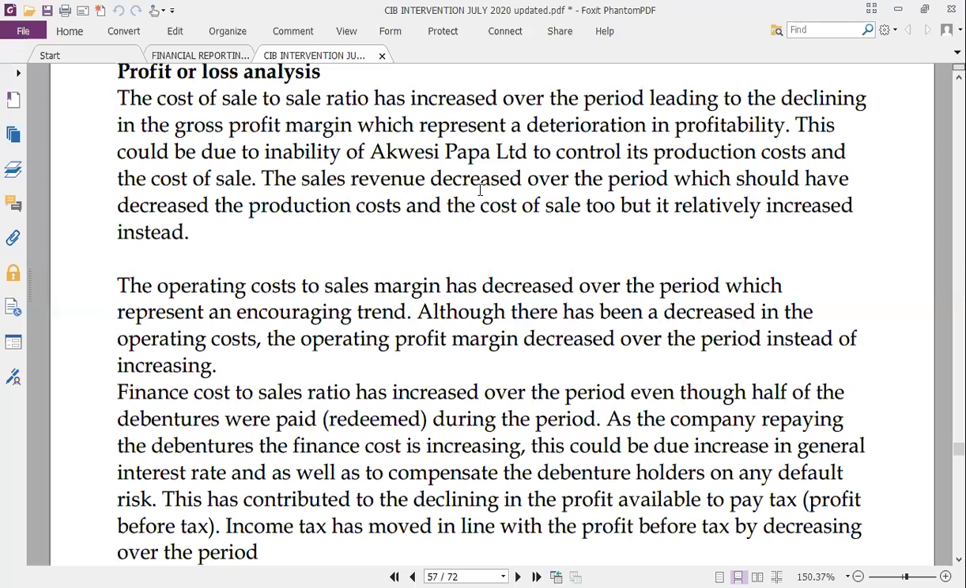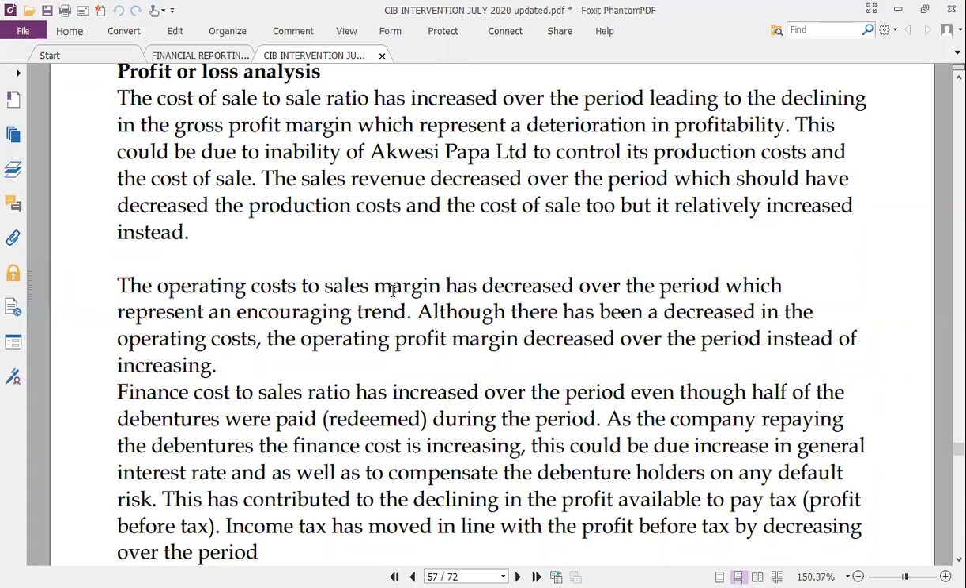for sales revenue, it decreased. Sorry, I think it's a correct statement. The sales revenue decreased over the period, which should have decreased the production cost and the cost of sales too, but it relatively increased instead. Okay, to make a clear point there.